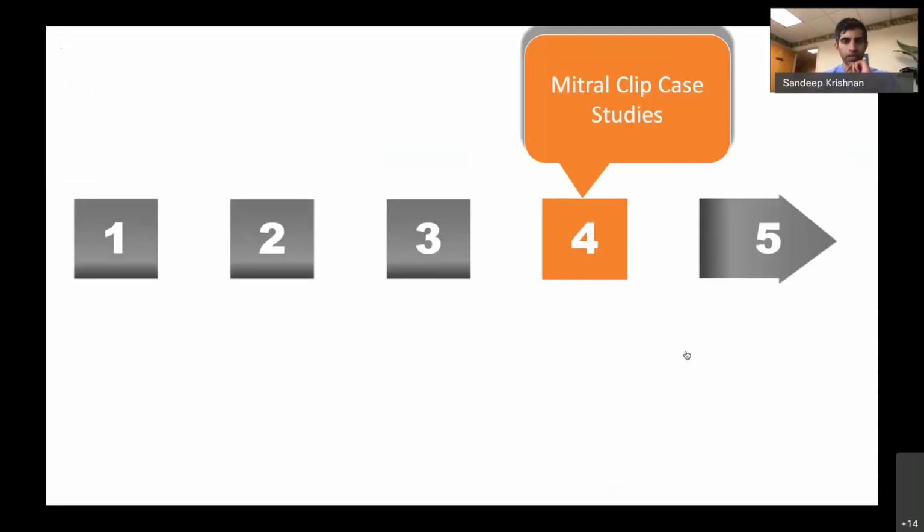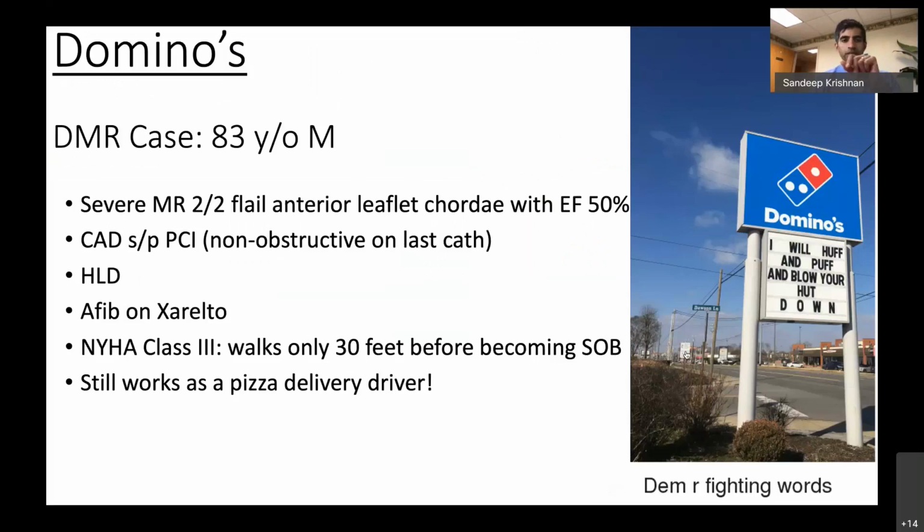So let's look at some cases. I have 2 cases, one that's degenerative MR and one that's functional MR. So this is an 83-year-old gentleman who's still doing really well.